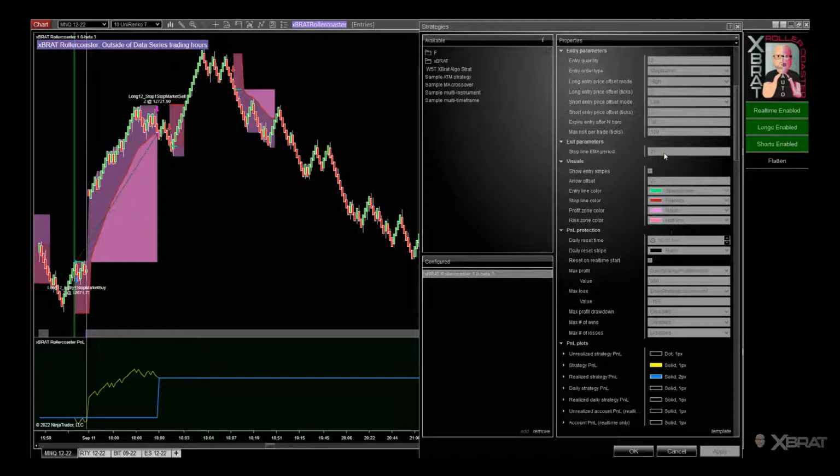Then we have the stop line EMA period. This is this red line here for your trailing stop. That's 21, which is pretty standard for the roller coaster. I don't usually change that.